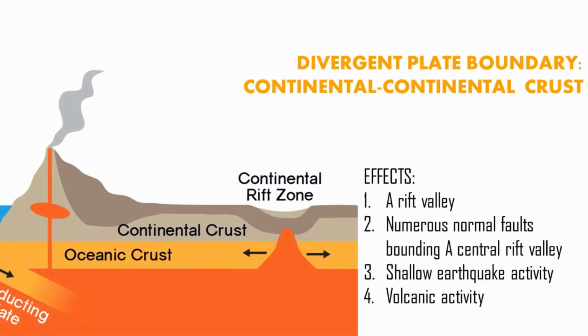Continental. Its effects: a rift valley sometimes occupied by long linear lakes or a shallow arm of the ocean; numerous normal faults bounding a central rift valley; shallow earthquake activity along the normal faults; and volcanic activity sometimes occurs within the rift.